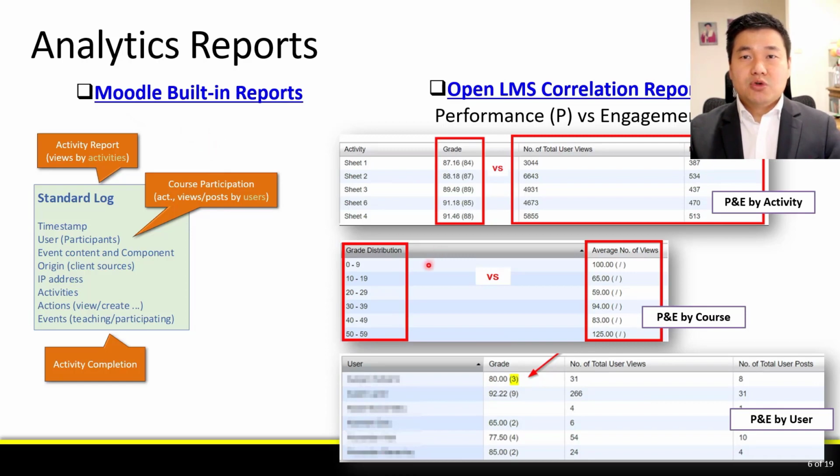Within our instance of Moodle, we have some special reports developed by OpenLMS, which are called correlation reports. These reports display performance and engagement side by side. For performance, we have average grade or grade distribution, and for engagement, the report shows the number of views and posts. Looking at the performance and engagement side by side like this is very interesting, and hopefully we might be able to identify or discover some patterns within the data.